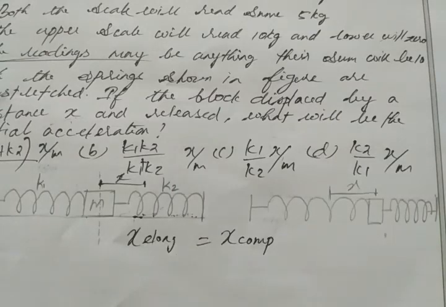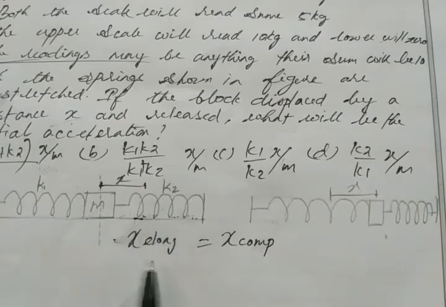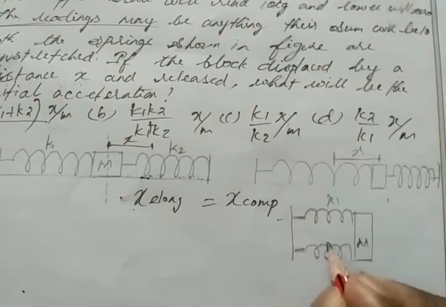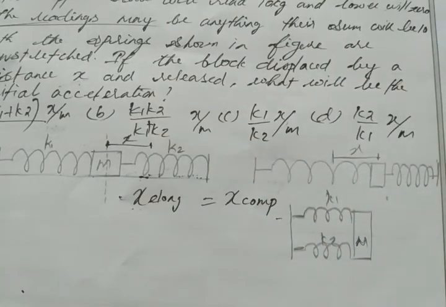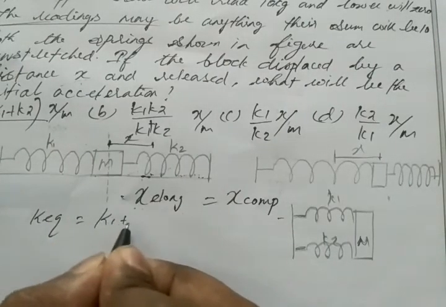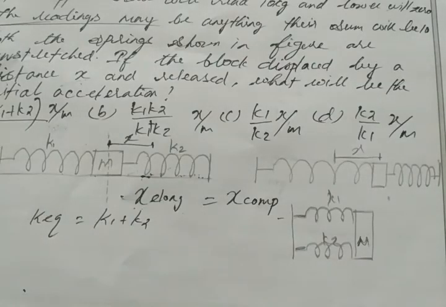So substitute the formula. We know for parallel combination, what is the condition? The displacement will be the same and they experience different force. Okay, it is applicable here. Both the springs get the same displacement, and they experience different force, which is very similar to this kind of combination. Okay, this is mass, spring 1, spring 2. So what is the formula for K equivalent in case of parallel combination? K1 plus K2, right?